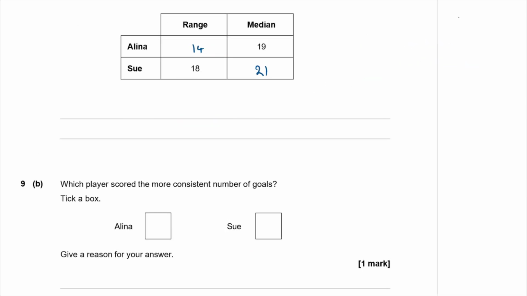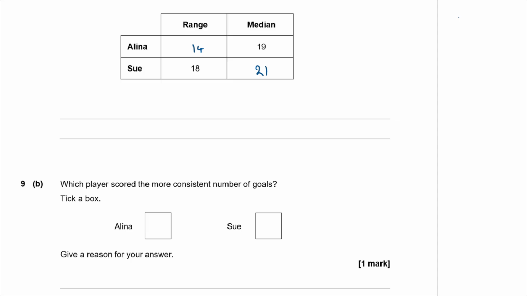Okay. Part B says, which player scored the more consistent number of goals? Consistency is to do with dispersion, the measure of dispersion. The measure of dispersion we've got here is range. Median is a measure of average or central tendency. So we don't want the median, we want the range in this case. And because Alina's range was smallest, we can say that Alina was more consistent.